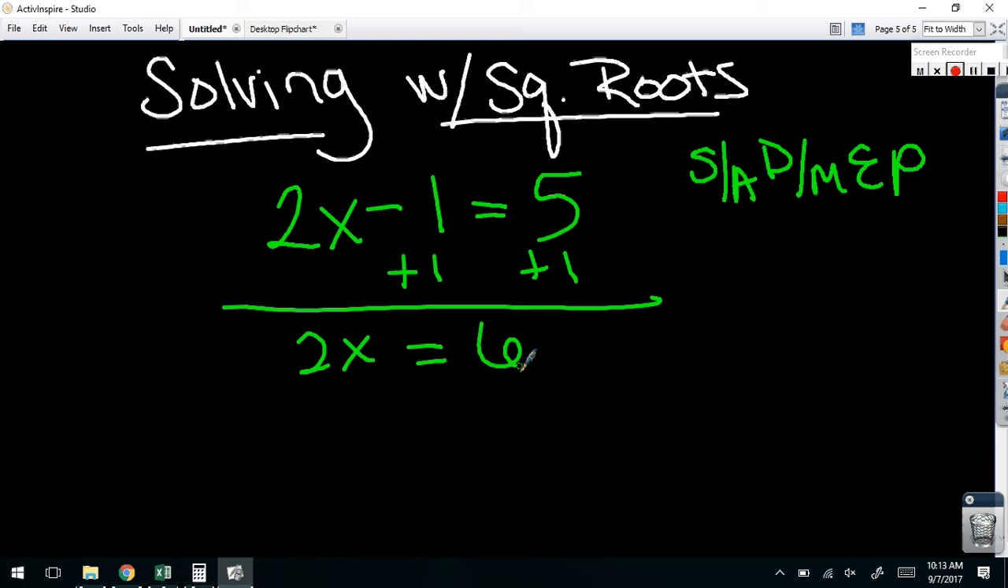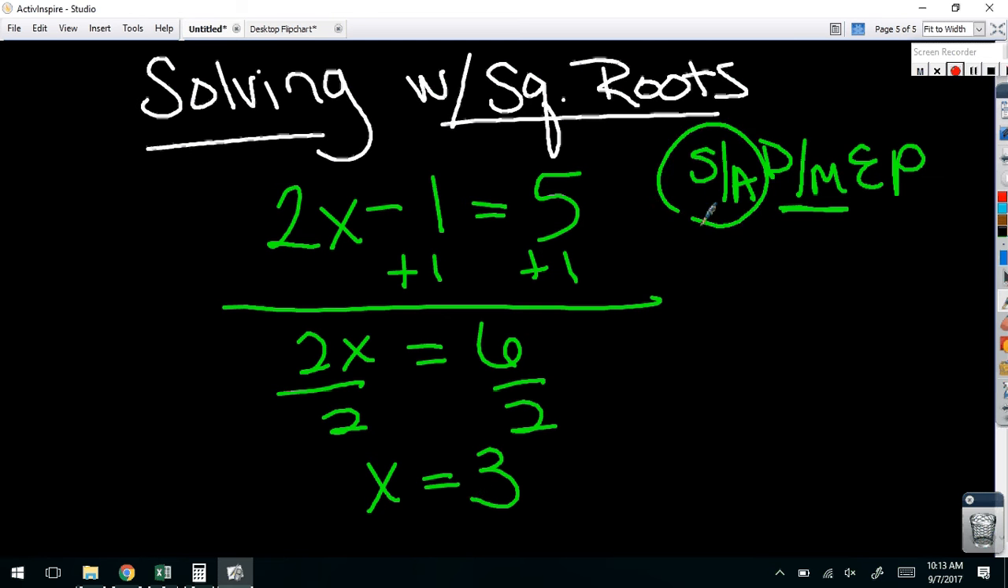Now what? Now divide by 2 on both sides. Okay, because multiplication and division are opposite. Trey, I need you to control yourself. All right, so far we have talked about these two are opposite operations, these two are opposite operations.